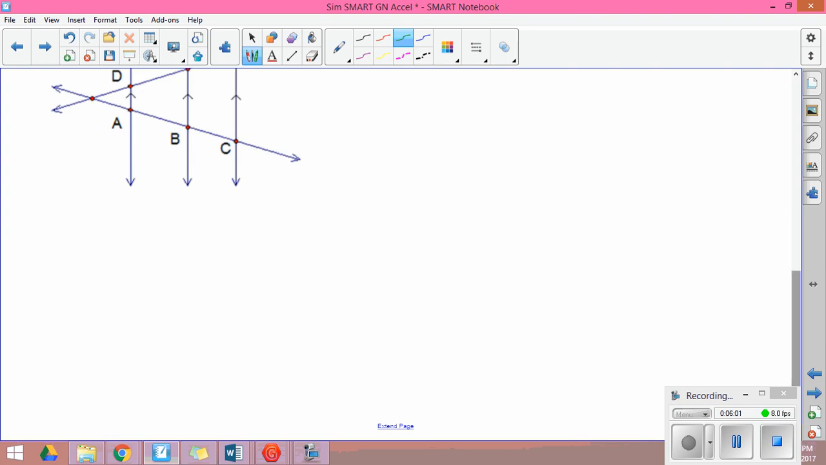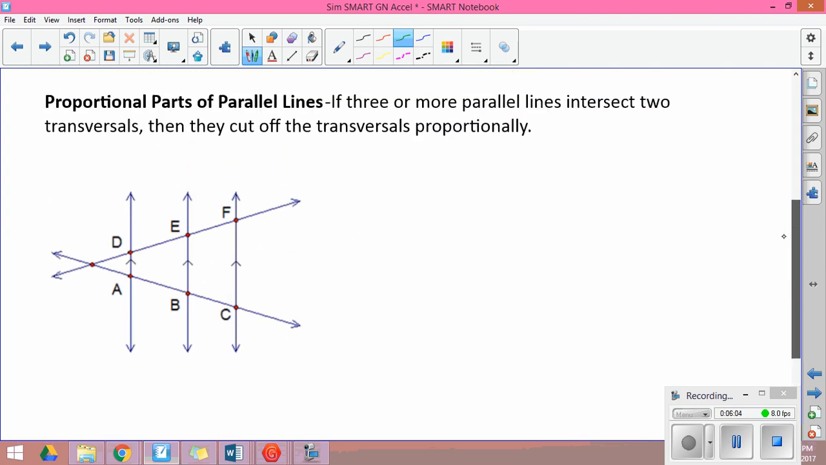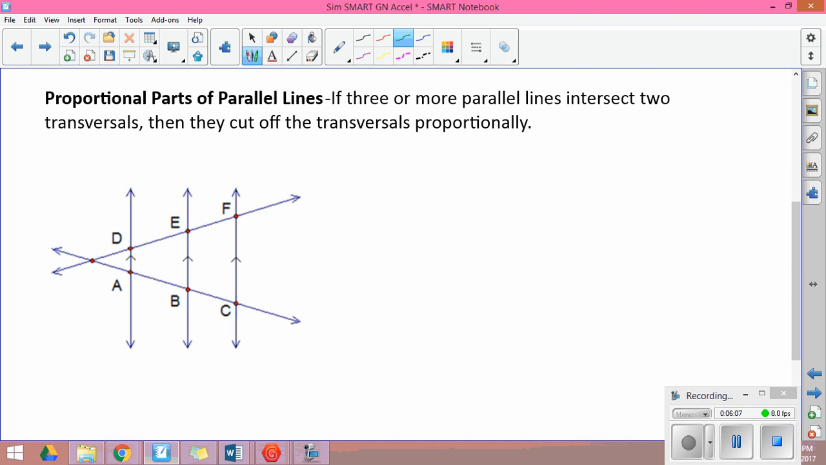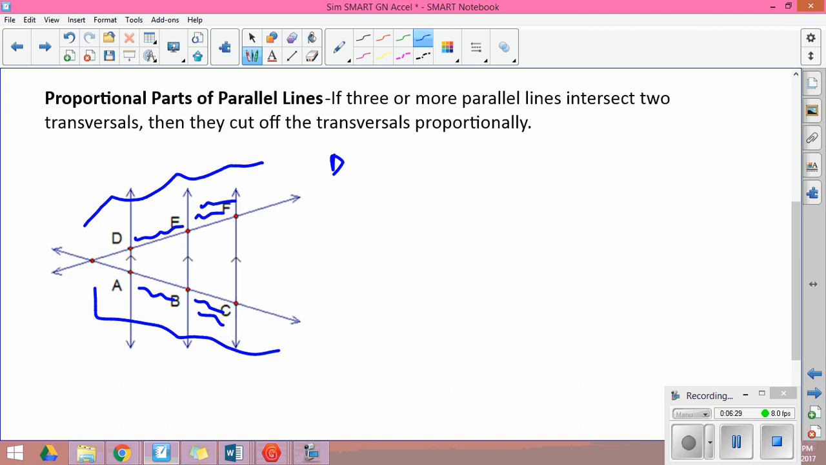Much of this proportionality stuff should feel like common sense. When we talk about proportional parts of parallel lines, if 3 or more parallel lines are intersected by 2 transversals, they cut off the transversals proportionally. So again, I can write these proportions of pieces from one side of the transversal to the other. So I can say that DE compared to AB will be at the same proportion as EF is to BC.